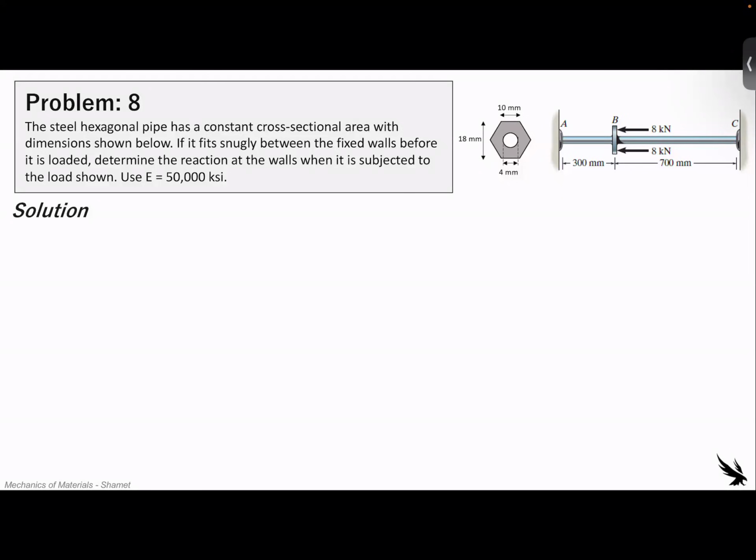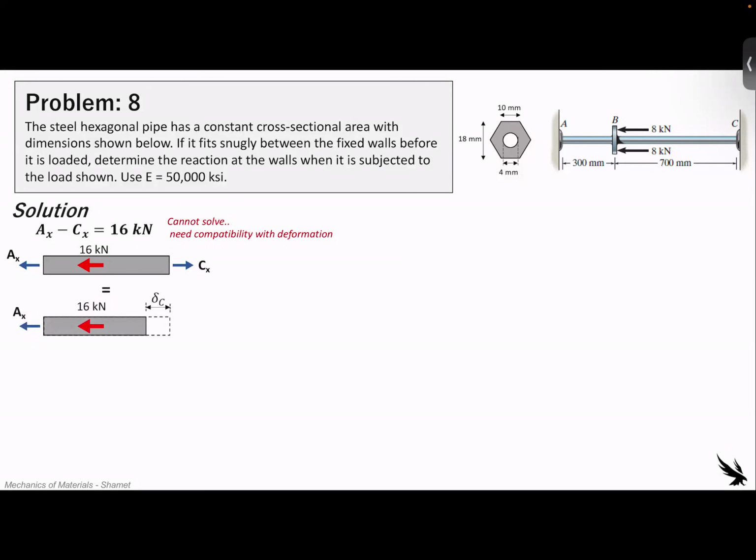Obviously we can't solve this with statics alone, because if we set up a free body diagram, you'll see we have one equation and two unknowns. So this needs compatibility with deformation to solve. What we are assuming is that this 16 kilonewtons is going to want to deform if we were to remove one of the supports. So let's say we just remove the C support.